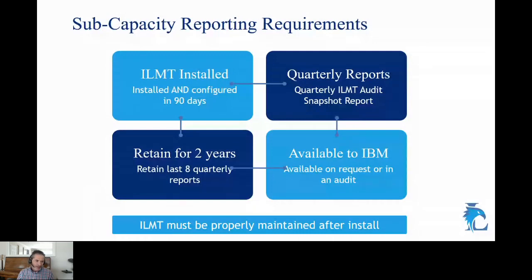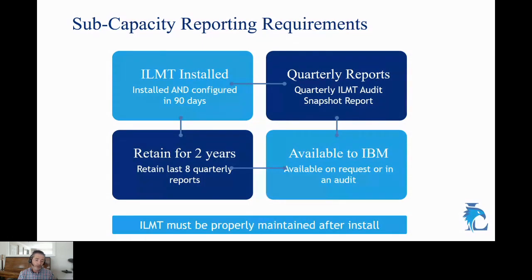If you're, for example, doing a physical to virtual transformation, you need to have deployed ILMT, and it needs to have been fully configured, and the hardware migration needs to be completed in 90 days. If it hasn't, you basically need to negotiate with IBM for an extension. If you have done it in the 90 days, great. You've now ticked the first box, which is you have an up and running and fully configured installation of ILMT. Second bit, you're generating quarterly reports.